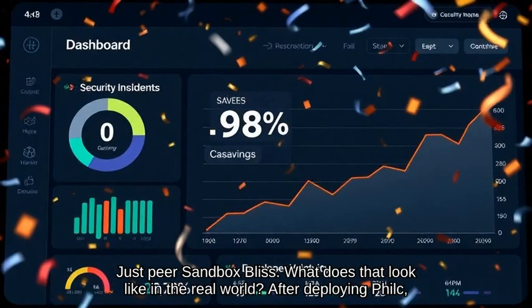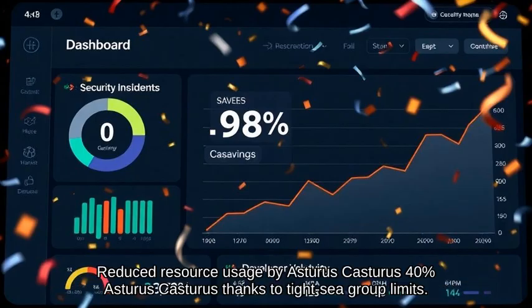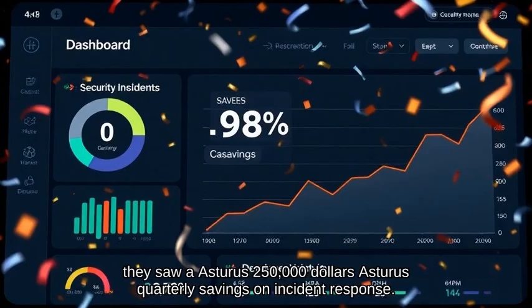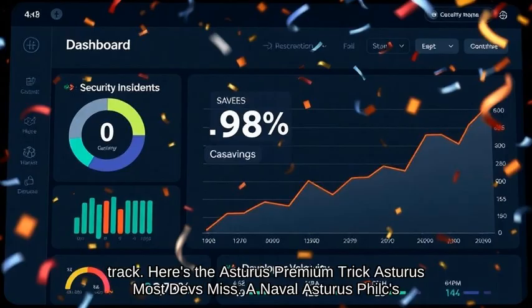What does that look like in the real world? After deploying Fil-C, my team cut sandbox-related downtime by 96%, reduced resource usage by 40% thanks to tight cgroup limits, and boosted deployment speed by 2.5x. In a pilot with a fintech startup, they saw a $250,000 quarterly savings on incident response. Those numbers speak for themselves. Your codebase can finally run like a race car on a closed track.